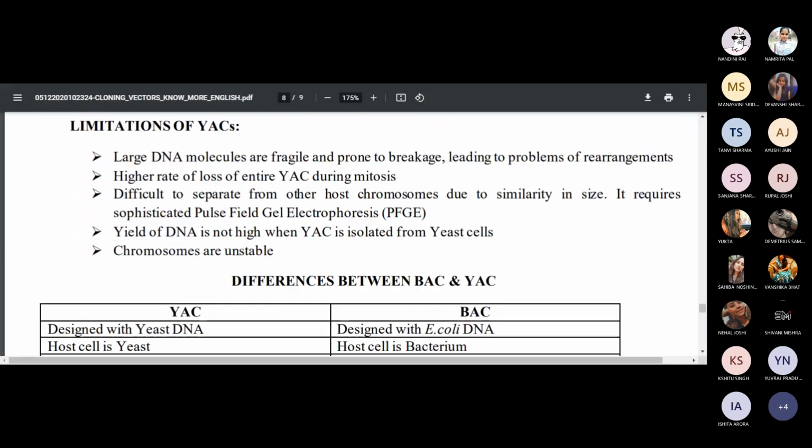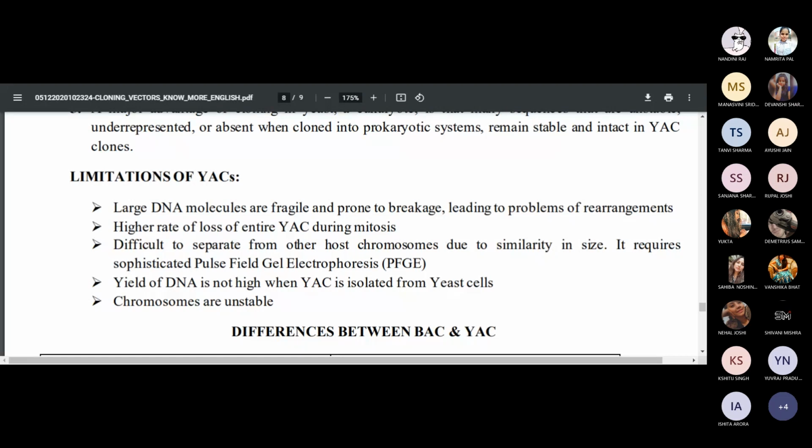It has some limitations also. Large DNA fragments are fragile. When you're cloning large fragments, as I mentioned, it is difficult to handle them. When you're isolating them, they are prone to breakage, leading to rearrangement problems. There is also a higher rate of loss of the entire YAC. The rate of losing the chromosome is also there, because no cell wants extra luggage with it, so they try to lose it.